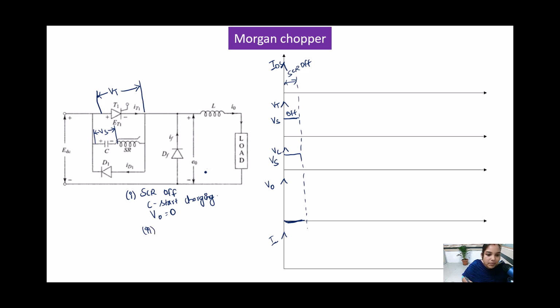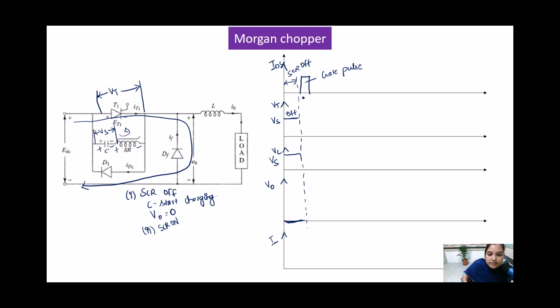Once the gate pulse is given to the thyristor, then the SCR will get switched on. So SCR is on, that is, we are giving the gate pulse. So this is the gate pulse. Once the SCR is switched on, across this capacitor the polarity will be positive, negative, and for the SR the polarity will be positive, negative. If it is positive, negative, the current flows inside this circuit. This will be the entire current flow when SCR is on.